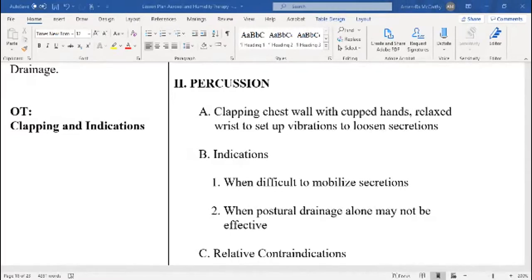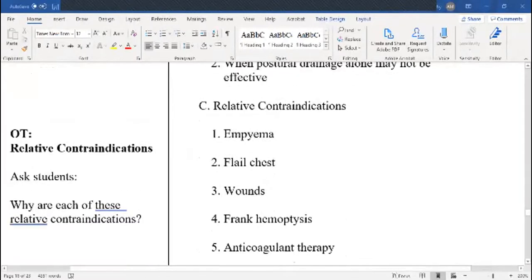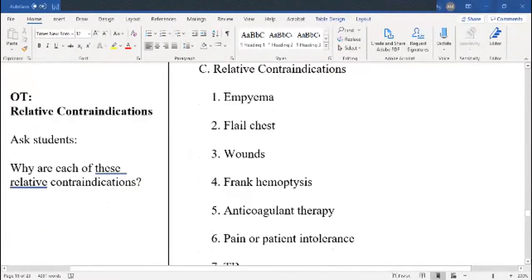All right. What's the second indication? Okay, so when you got them draining and it ain't working, let's help it along, right? But there are some relative contraindications of percussion, which is almost the same as drainage. Empyema, if I'm beating on that pus and stuff, it can spread, right? Flail chest, if they got two or more broken ribs, am I gonna be beating on that? No. What about wounds? I'm not gonna hit over wounds, right? Something a little bit different in this one is frank hemoptysis. What is that? What does frank hemoptysis mean? Anybody know what frank hemoptysis means?